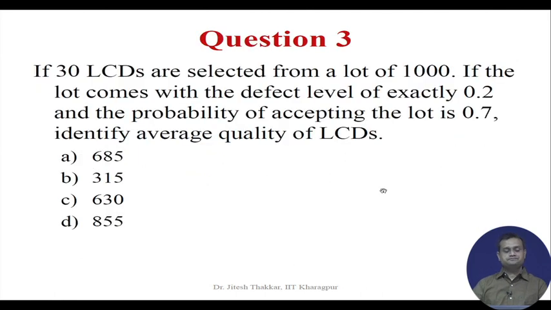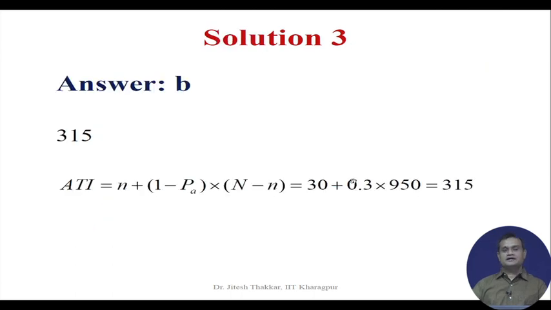So, question 3, if 30 LCDs are selected from a lot of 1000, if the lot comes with the defect level of exactly 0.2 and the probability of accepting the lot is 0.7, identify the average total inspection. So, various options are there: 685, 315, 630, 855. So, the correct answer is B, 315. Average total inspection can be found using the formula ATI is equal to n plus (1 minus PA) into (N minus n), which is equal to 315.